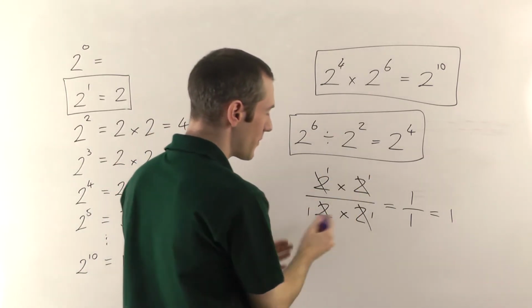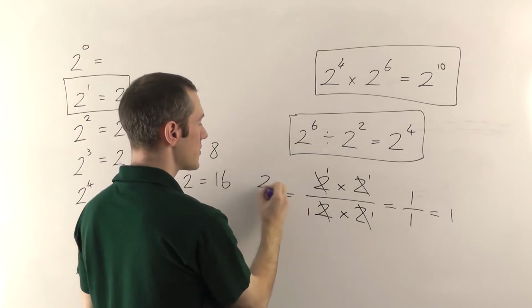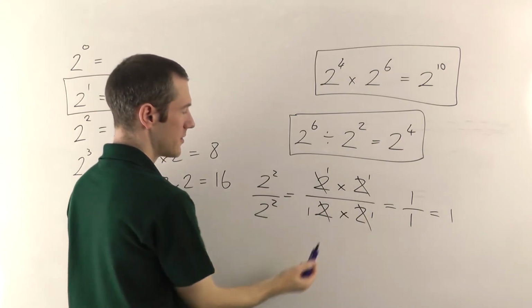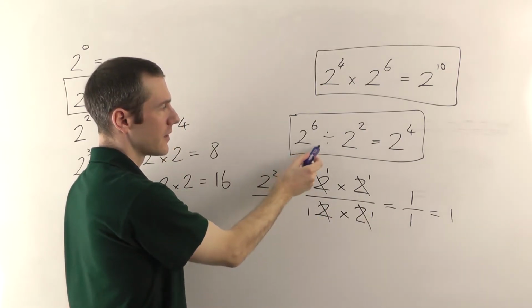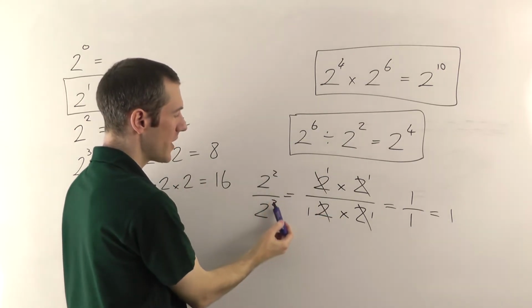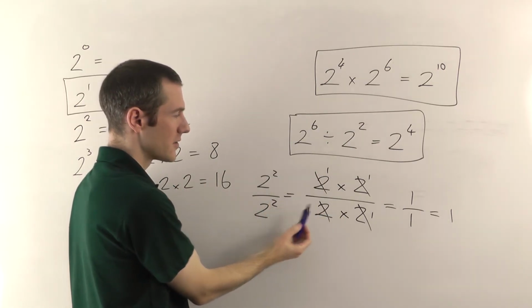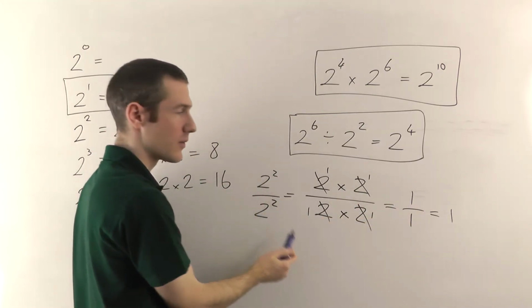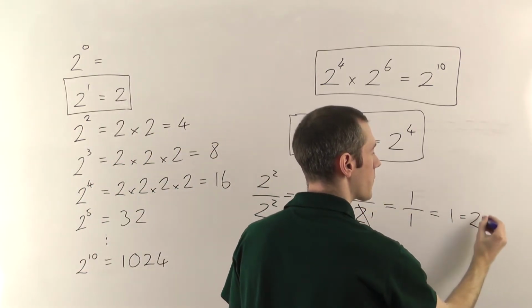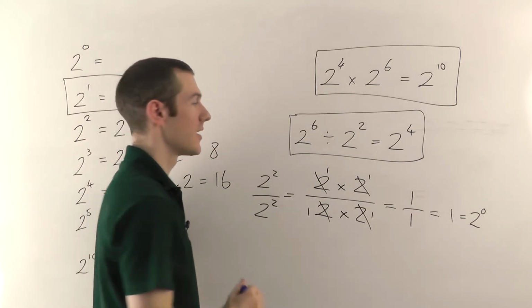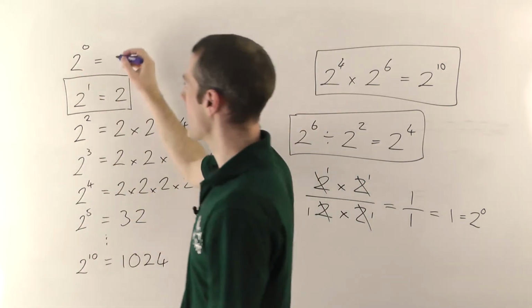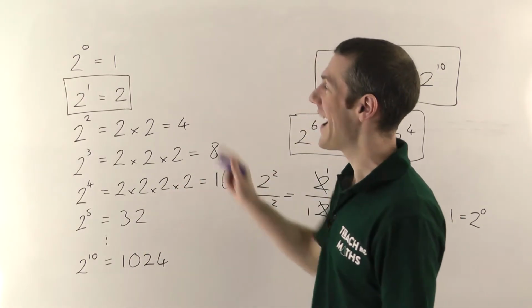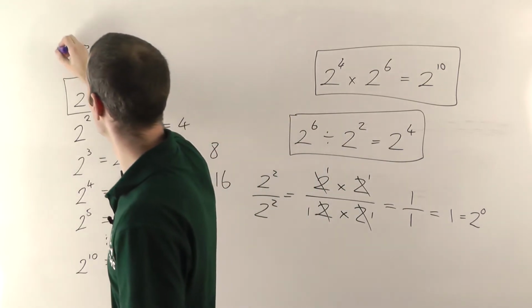Now this 2 times 2 on the top and 2 times 2 on the bottom, I could have written that as 2 squared divided by 2 squared. Yeah, this is 2 squared and this is 2 squared. And if you're dividing, you subtract the powers. 2 minus 2 gives you 0. So whatever this lot is, it's got to be the same as 2 to the power 0, because 2 minus 2 is 0. So in fact, 2 to the power 0 is 1. Yeah, who'd have thought it? And that's the fourth rule of indices. Very important one.